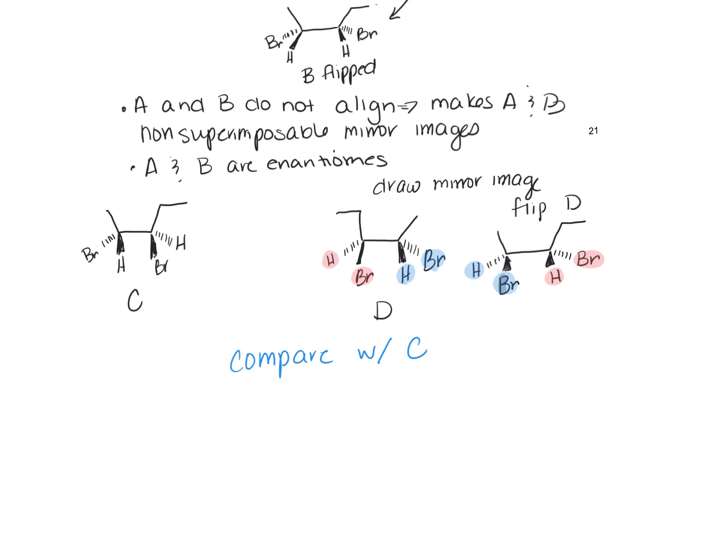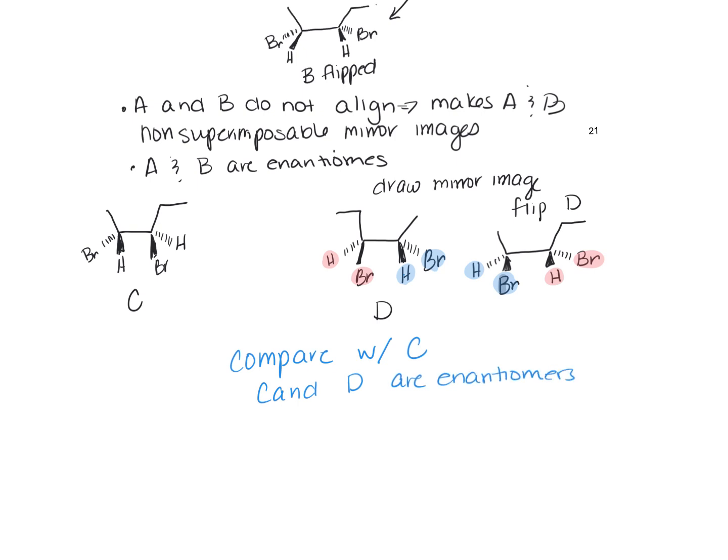And so now we need to compare with C to see the relationship. When we compare with C, we look here and say, okay, this bromine's back. This hydrogen is forward, so that's not the same. Come over here, this hydrogen's forward, this bromine's back. That's not the same either. So that means that C and D are enantiomers of each other.